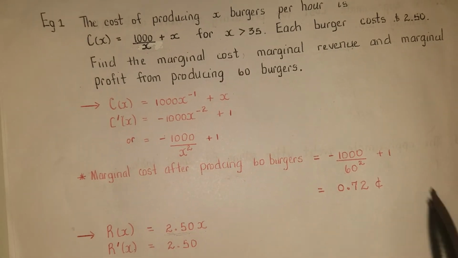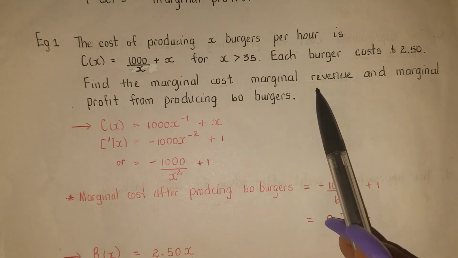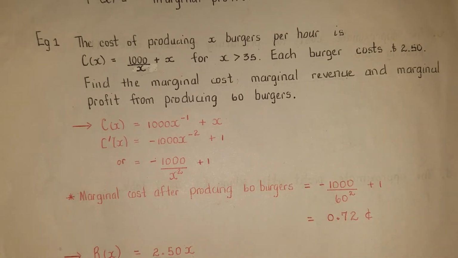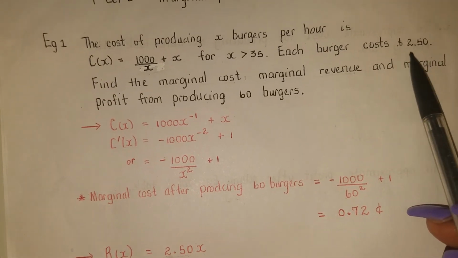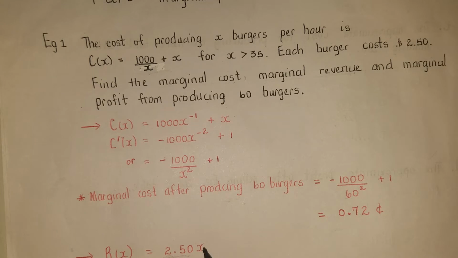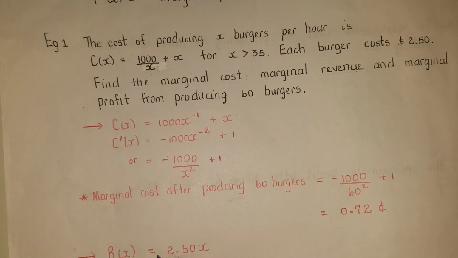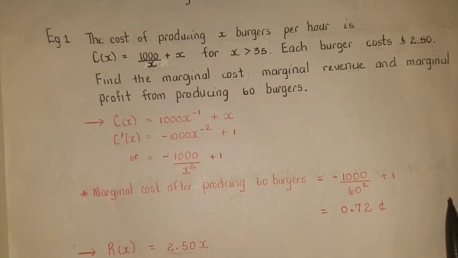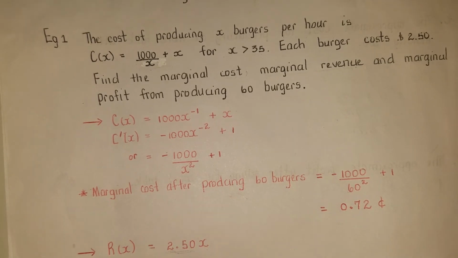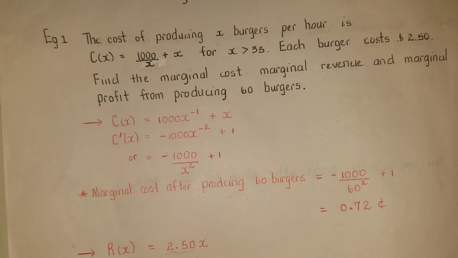Now for the next part, the marginal revenue. So that's the price of the item times the number of items. So the price was $2.50 and X is the amount of items. So this will give us our revenue function as $2.50X. So therefore, differentiating this function, we simply get 2.50.